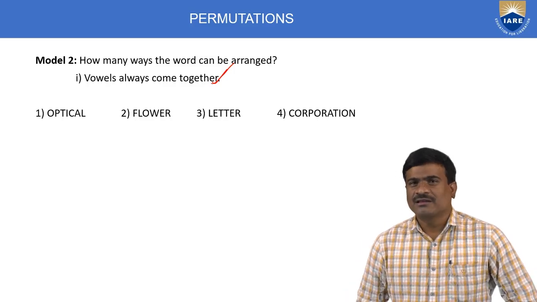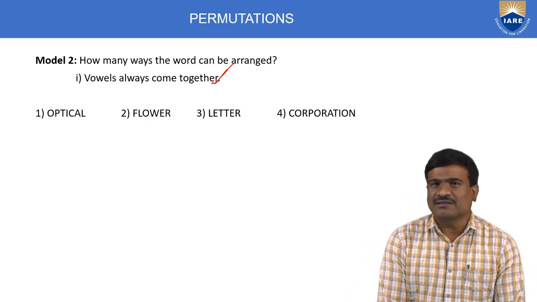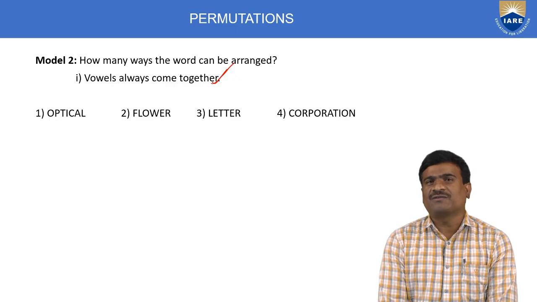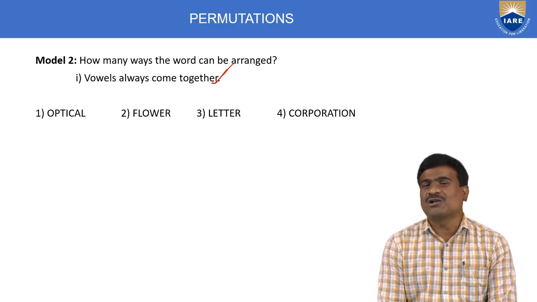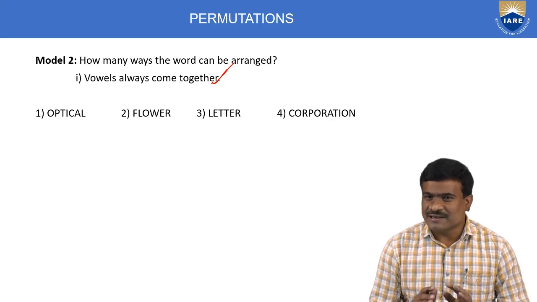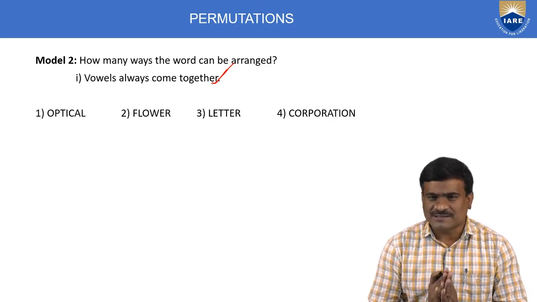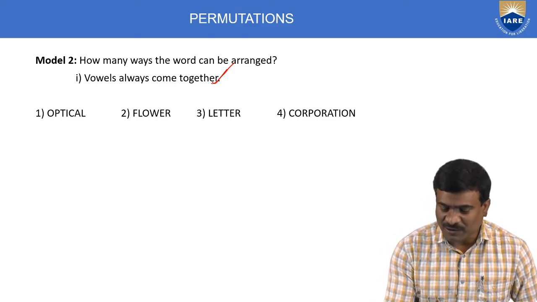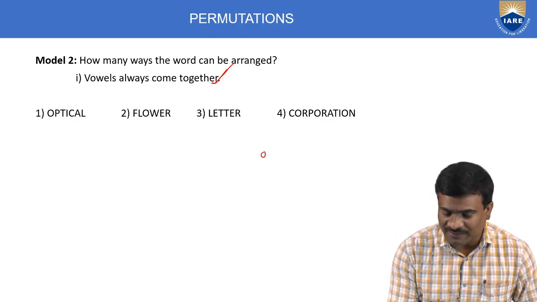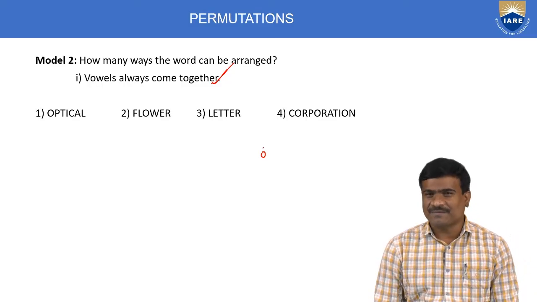Second one, flower. How many ways can the letters of the word flower be arranged so that all the vowels always come together? Same method. Here, first target: given the word, you divide it into two parts. First part, the number of vowels in flower.